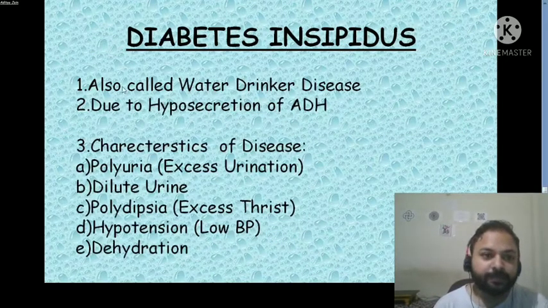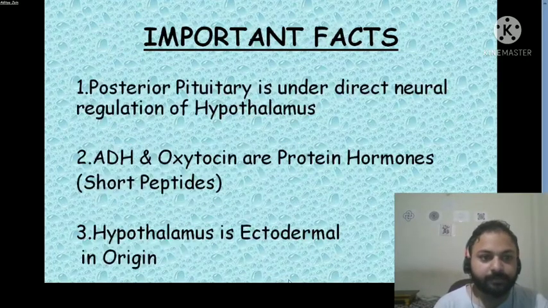Diabetes insipidus. This is different from diabetes mellitus. And what is this disease? We will discuss now. It is also known as water drinker disease. It is due to hyposecretion of ADH. What happens in this disease? Polyuria, that is excess urination, dilute urine, polydipsia means excess thirst, hypotension, low BP, and dehydration. Overall, there is loss of water in the body in this disease.